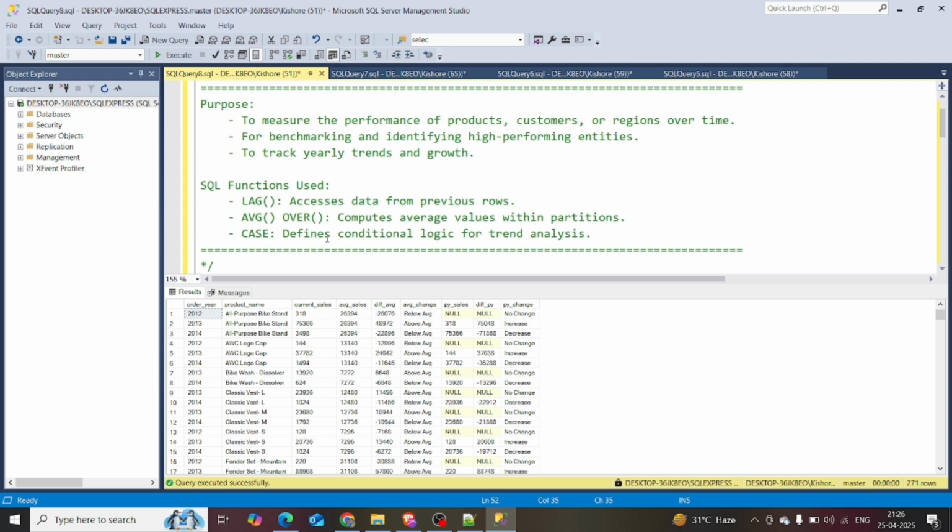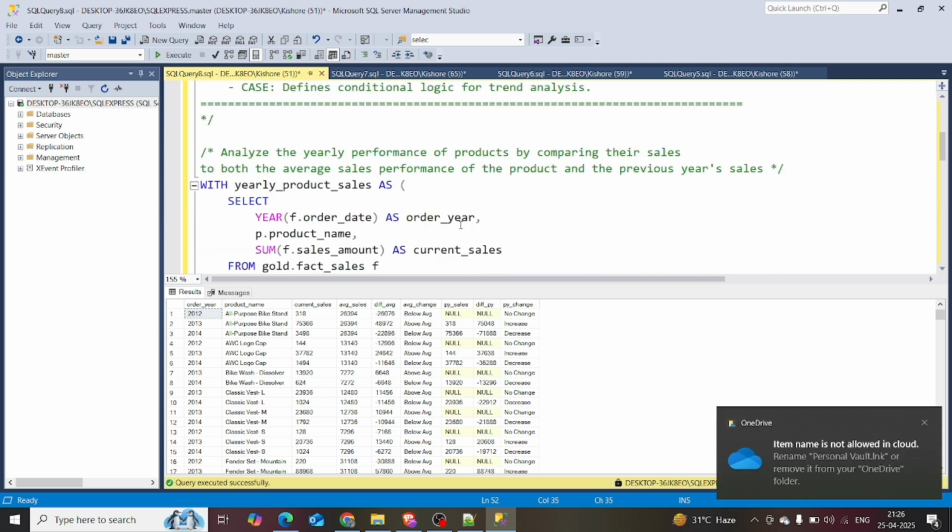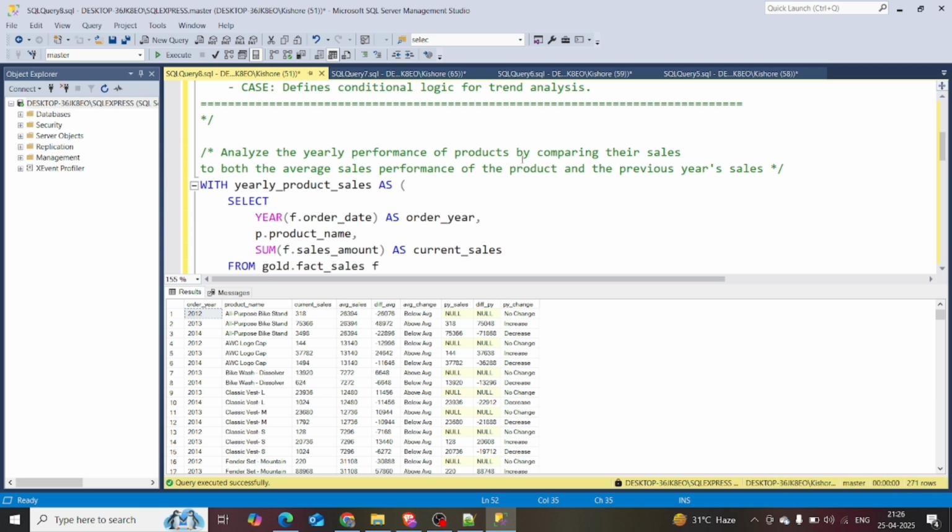We are using CASE statements, which define conditional logic for trend analysis. So we have to answer the business questions. First, we want to analyze the yearly performance of the products by comparing the yearly sales to both the average sales performance of the products and the previous year's sales. So let's break the question into smaller sections so the query becomes easier.